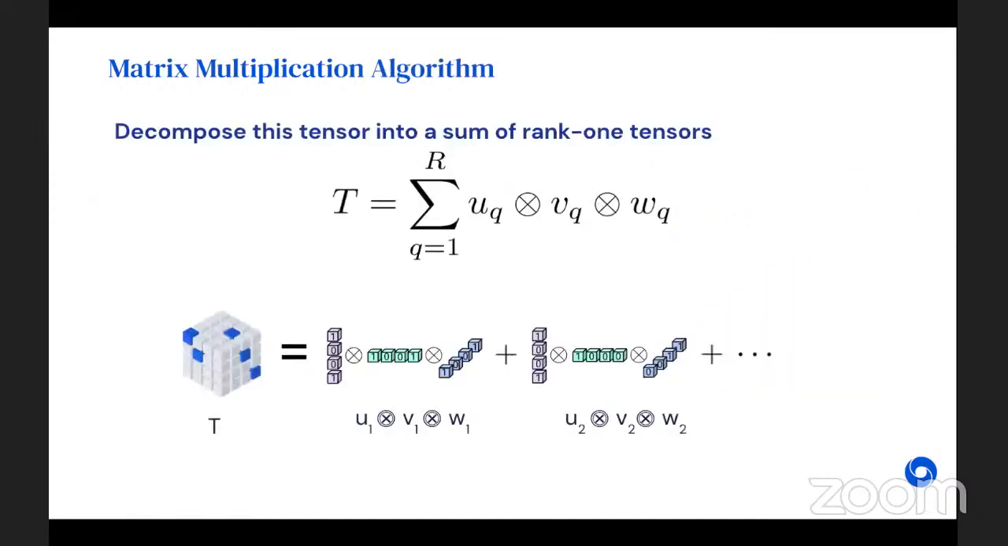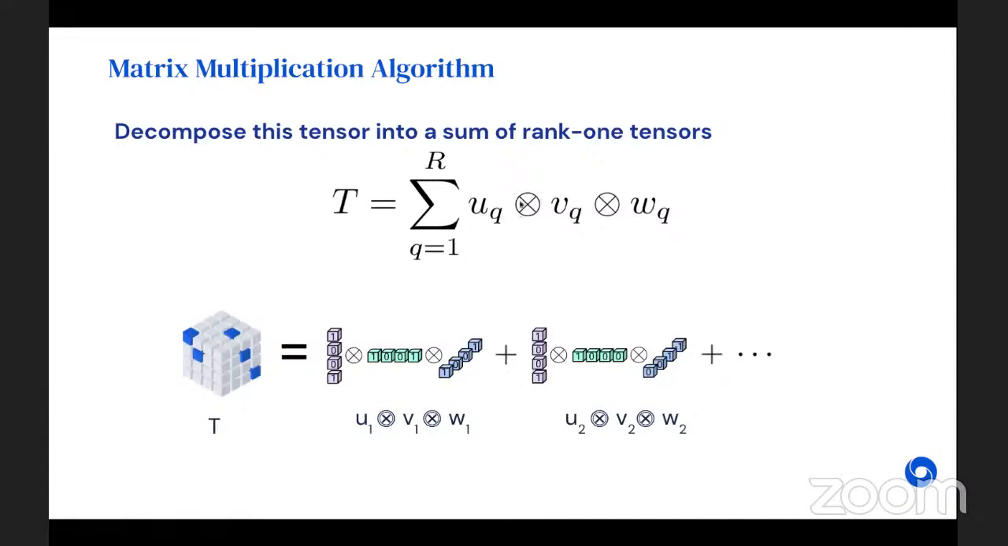An algorithm corresponds to a low rank decomposition of this tensor. So what is a low rank decomposition of a tensor? It's very similar to what you know already as a low rank decomposition of a matrix. Remember that for a matrix, you write it as the sum of u_q v_q transpose, right? But here we have a three dimensional tensor, so we have a third mode.